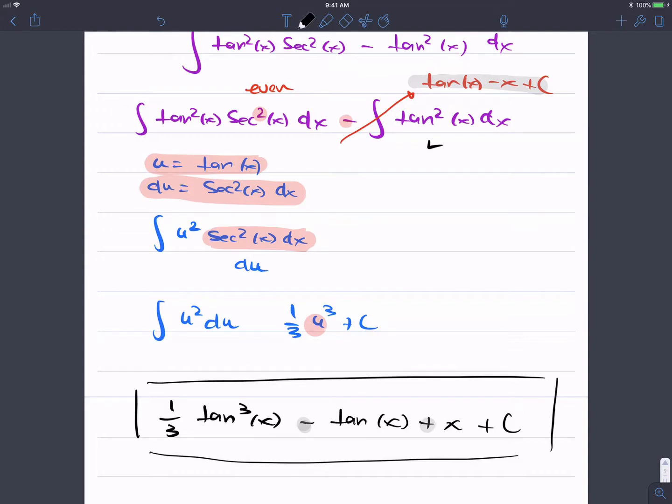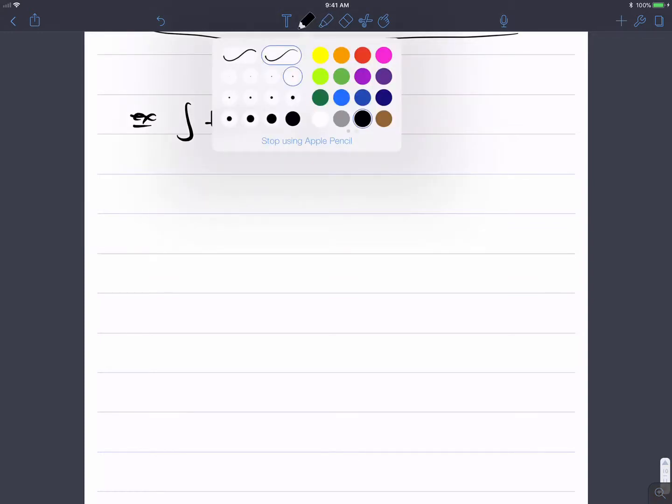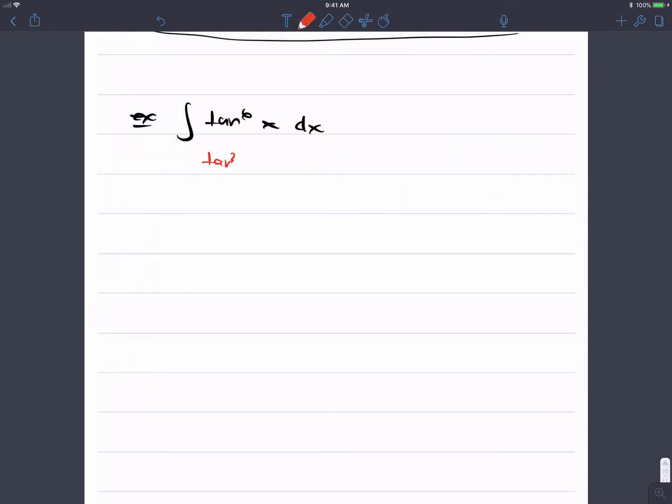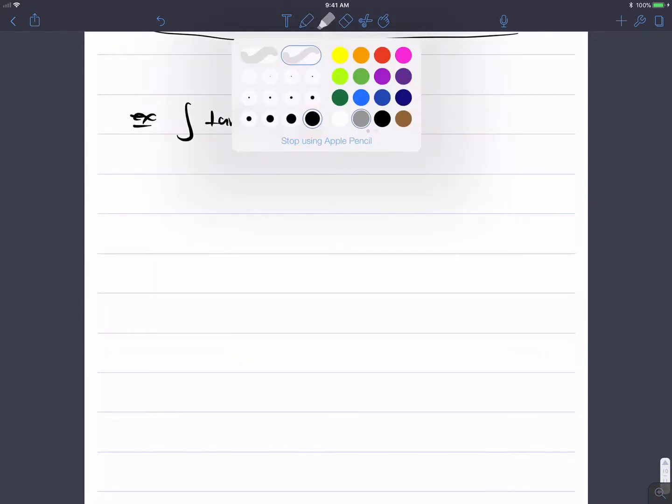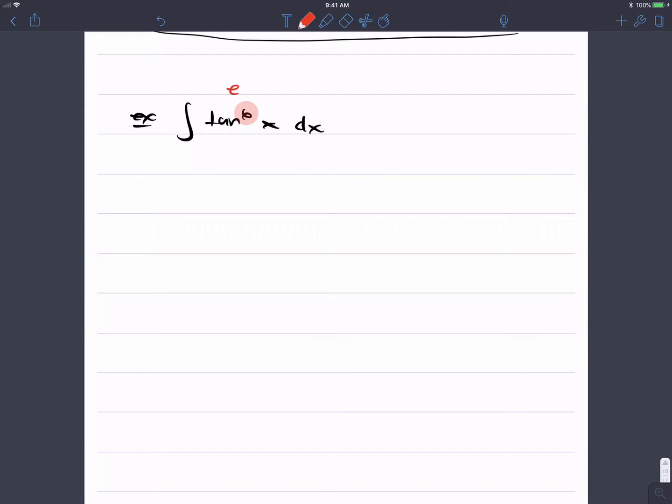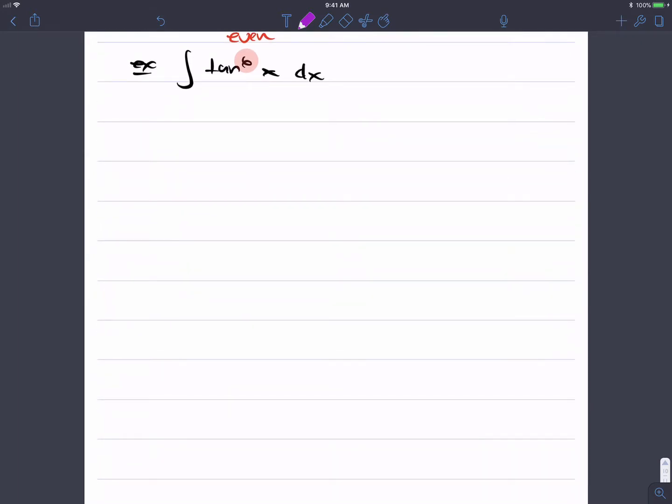And so we can do this over and over again. We can generate here tangent to the 6th power. And we can see the pattern of how this is going to go about. Again, we're going to factor out a tangent squared. So let's first start again with all of this and remark that even power, tangent to the 4th power times tangent squared.